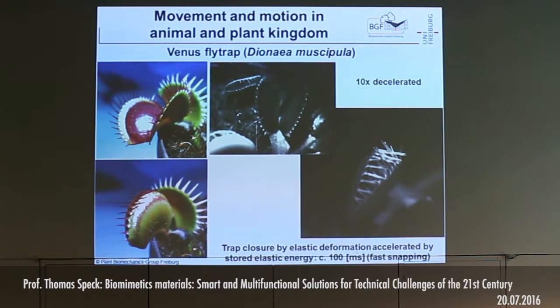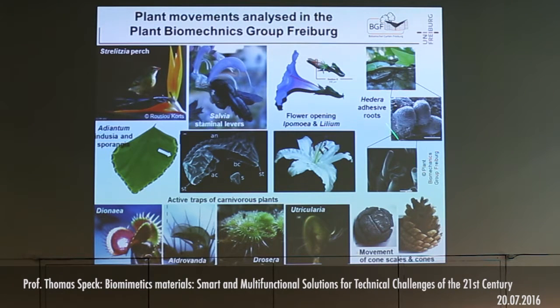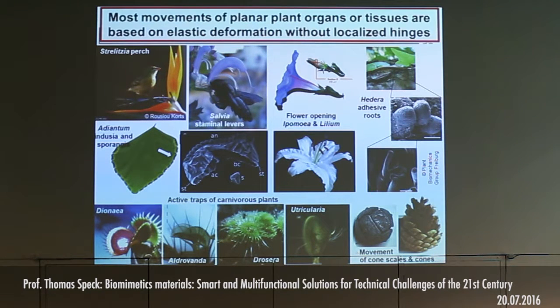What's already obvious here is that you have no localized hinges. Plants always do motions with elastic deformation. And this is the reason why we looked at a huge variety of different plants and tried to understand how movements, and especially how the bending during the movement, is brought about in plants. We looked first at these so-called planar plant organs or tissues, and all the movements are based on elastic deformation without a localized hinge.